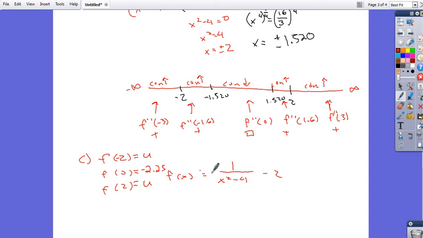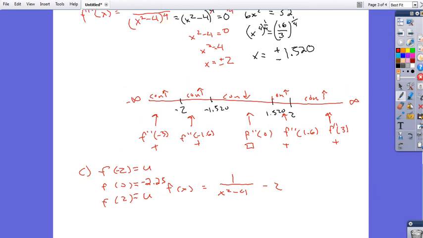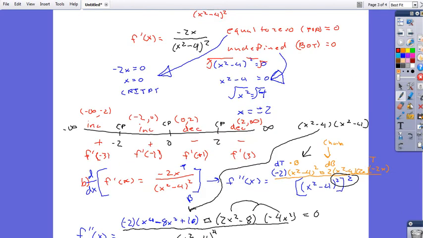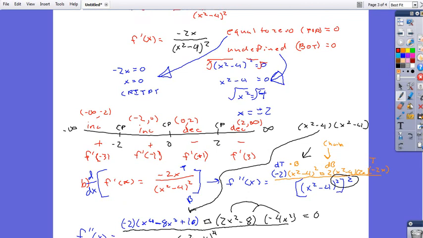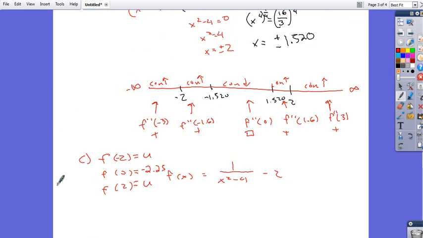Now, what is that? Go back to your sign chart. The derivative went from positive to negative, so it has to be a relative maximum. Now these two poor little guys are just neither.